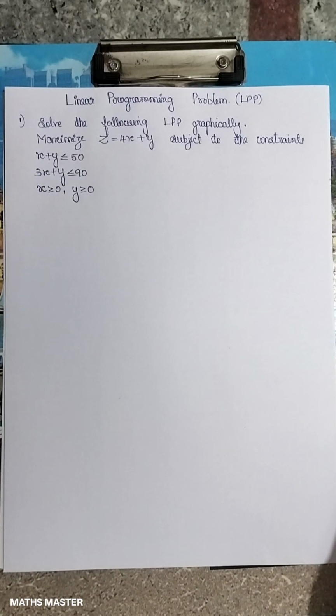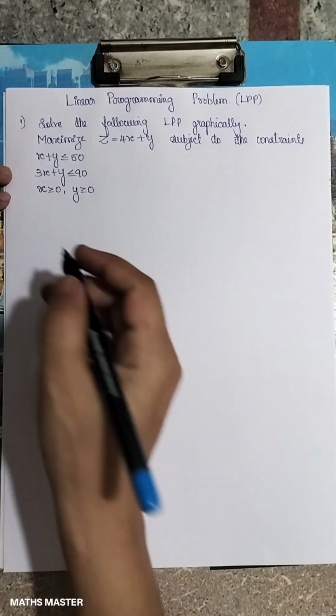Solve the following LPP graphically. Maximize z = 4x + y subject to the constraints x + y ≤ 50, 3x + y ≤ 90, x ≥ 0, y ≥ 0. To solve such problems, we will consider the constraints one by one.